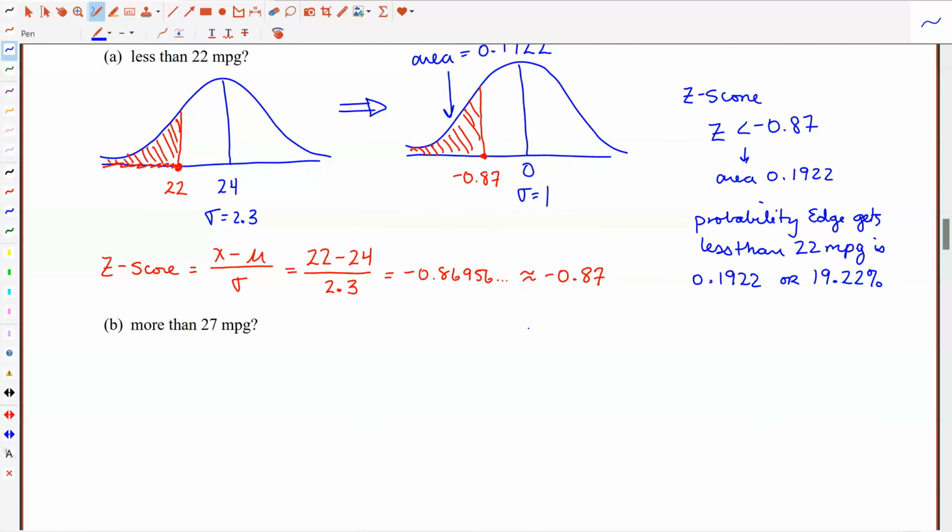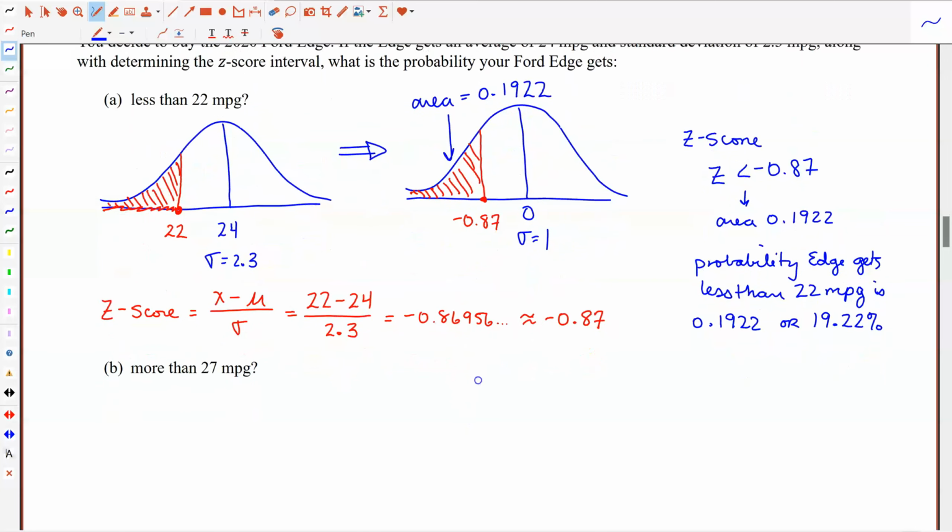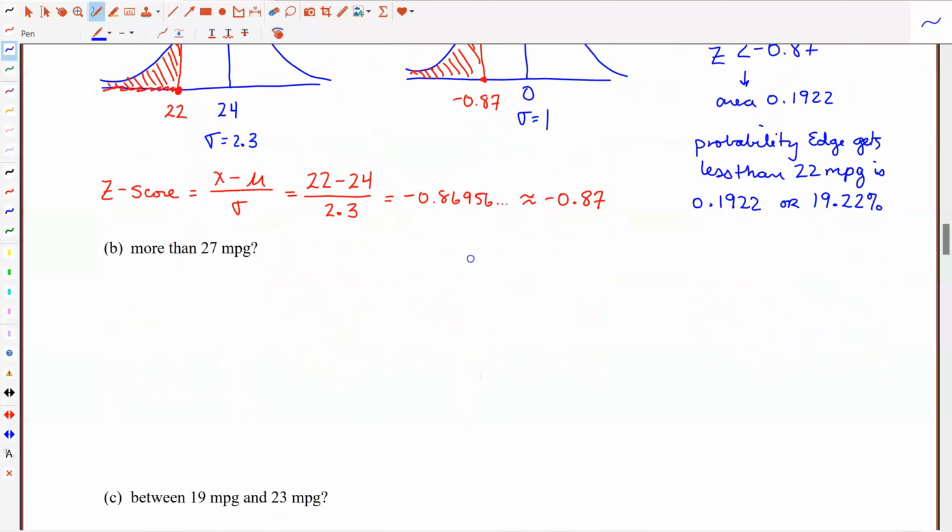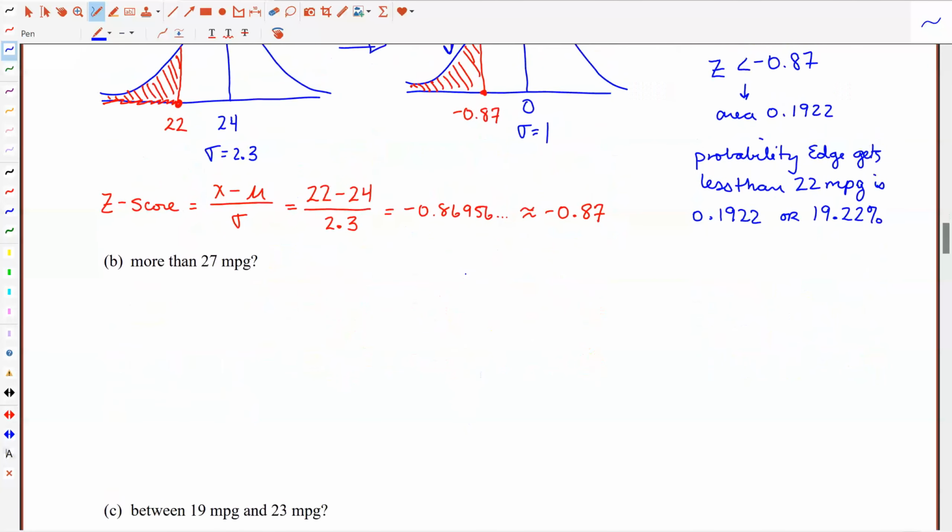So for the next part of this problem, we want to find the probability the Ford Edge gets more than 27 miles per gallon. So again, when you get comfortable with this, you don't necessarily need to sketch the curve for the original data set, but I like to, just because I like to see what's going on. So remember, my original data set has a mean of 24 and a standard deviation of 2.3, and they're asking me about the chances I get more than 27 miles per gallon.